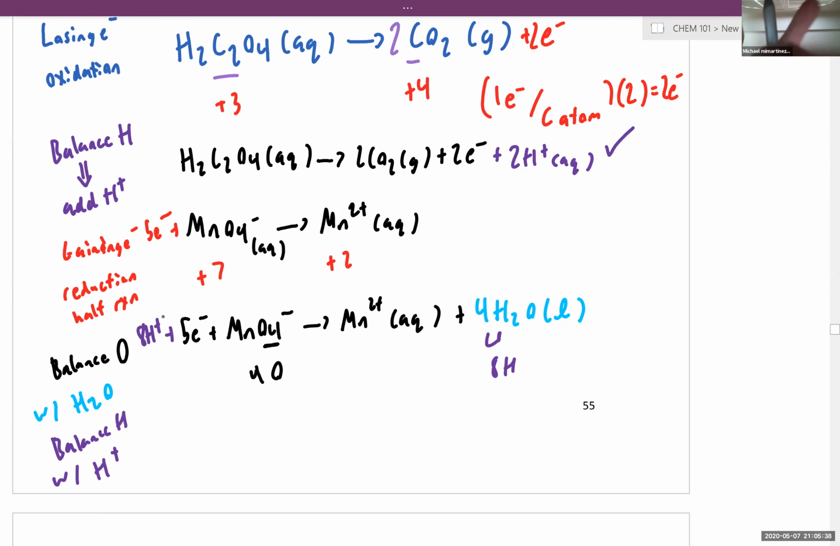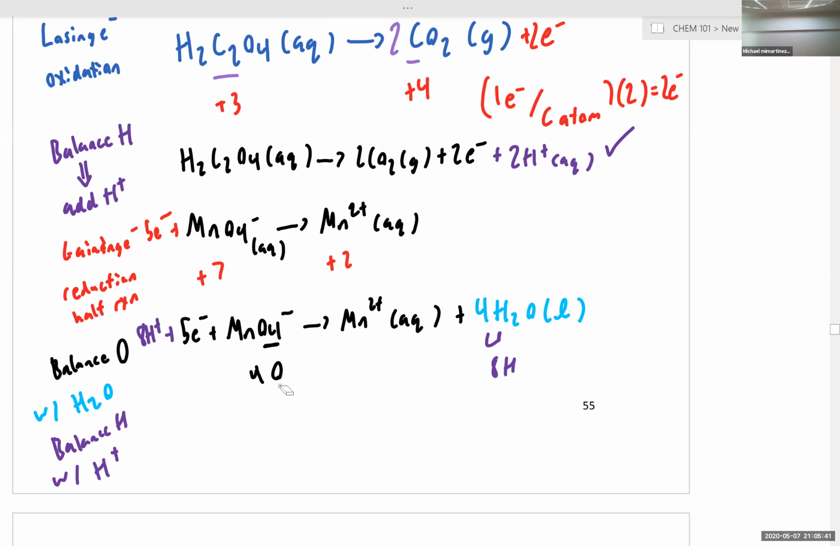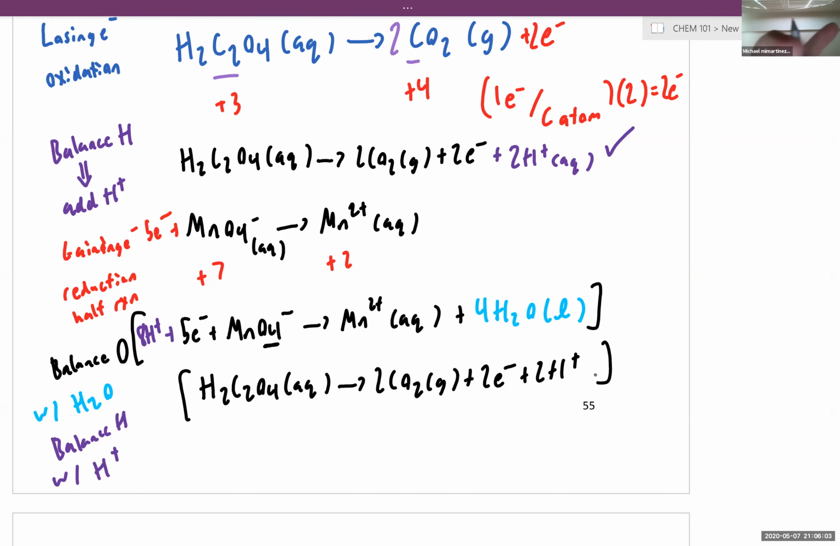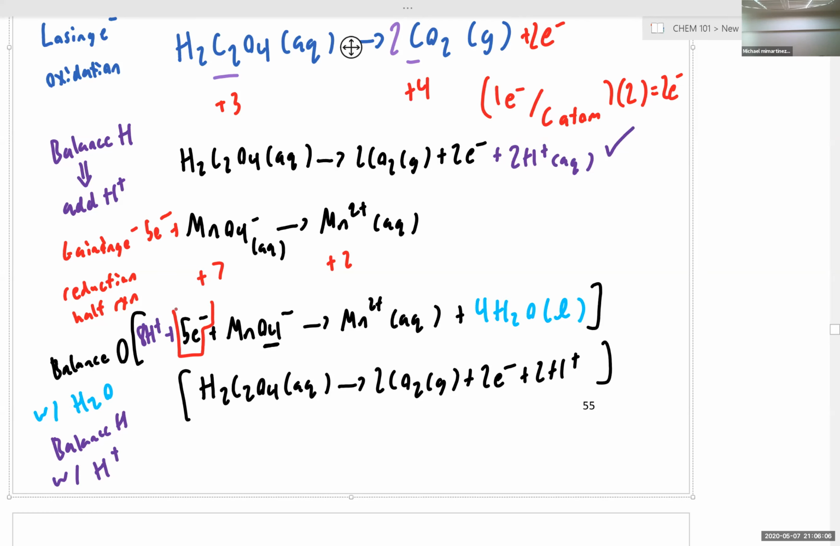Okay, perfect. So let's take each of our equations and write them in close proximity to each other. We have both of our half reactions balanced with respect to atoms. Now we have to find a least common multiple between our number of electrons. We have 5 electrons in our reduction reaction and 2 electrons in our oxidation reaction. So what is our least common multiple going to be?